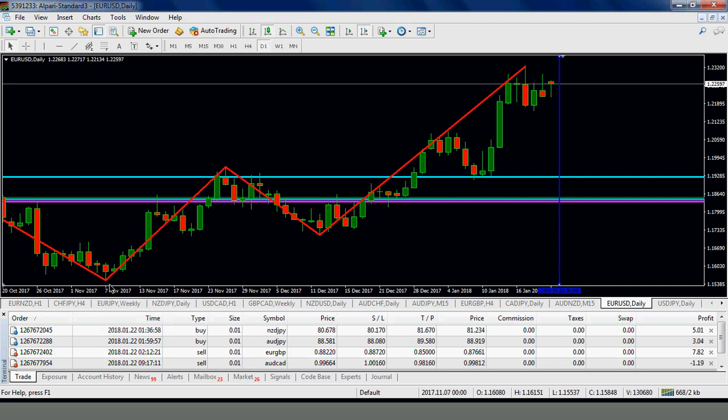Now, if the zigzag line is hanging below a candlestick, you know that you have to buy that currency pair. And if it's hanging above a candlestick, as you can see here, you are expected to sell that currency pair.